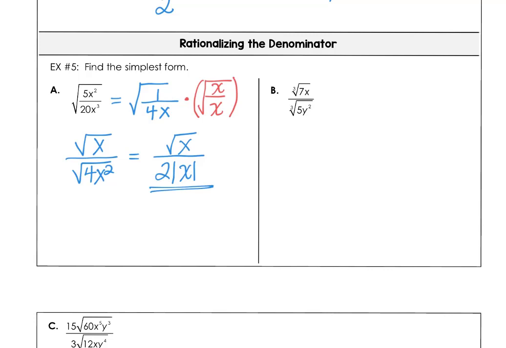In part B, we have the cube root of 7x, and we have the cube root of 5y squared. So I want to think about this one right here.